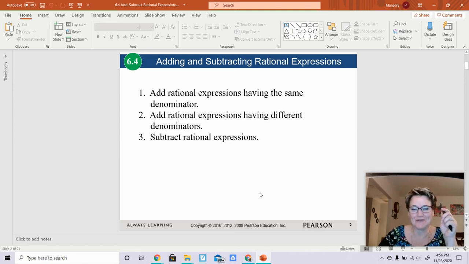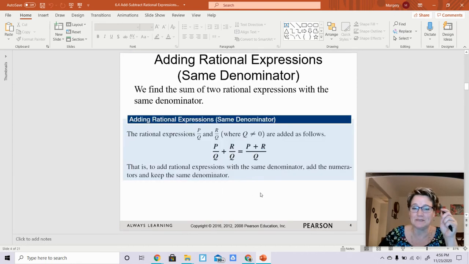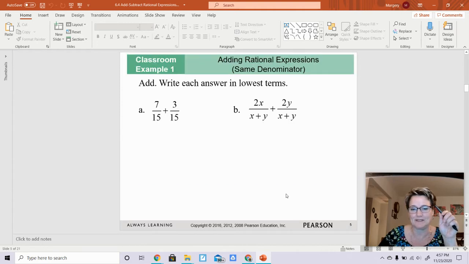So what I want you to do first is read through the notes before you do the examples. It's very important. If you're going to be adding and subtracting fractions, you must have a common denominator first, and that's the first aspect that we're going to be doing.